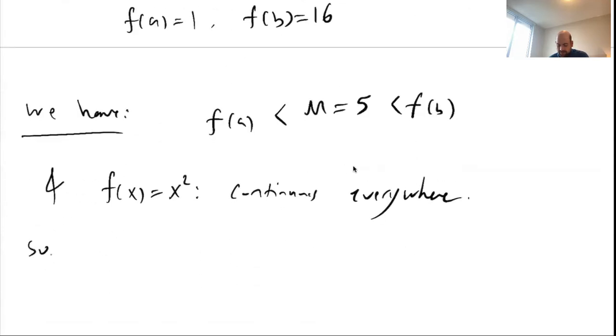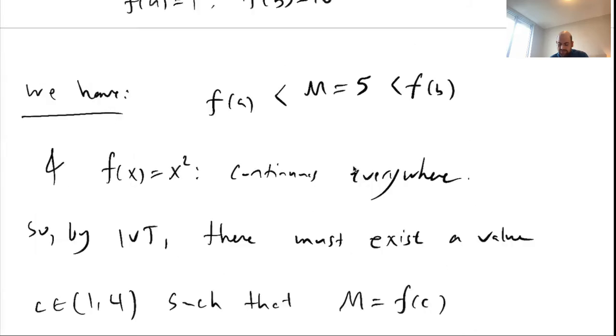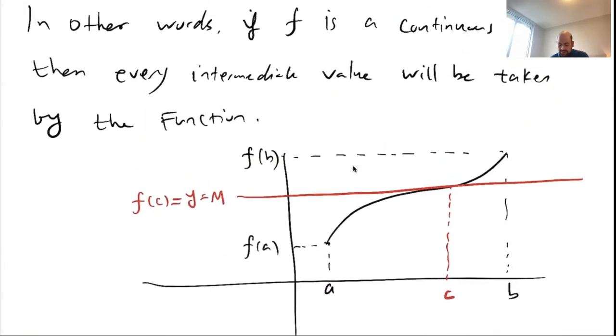So by IVT, there must exist a value c between 1 and 4 such that m is equal to f of c. So IVT says any intermediate value m will occur as an output, as an f of c value, for some input c between A and B.